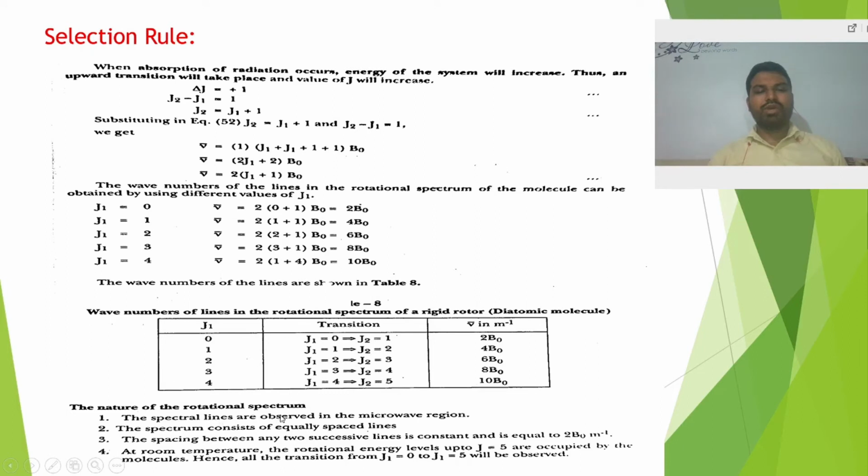Now the nature of the rotational spectrum. The spectral lines are observed in the microwave region. The spectrum consists of equally spaced lines. The spacing between any two successive lines is constant and is equal to 2B0 per meter. At room temperature, the rotational energy levels up to J equal to 5 are occupied by the molecules. Hence, all transitions from J1 equal to 0 to J1 equal to 5 will be observed.